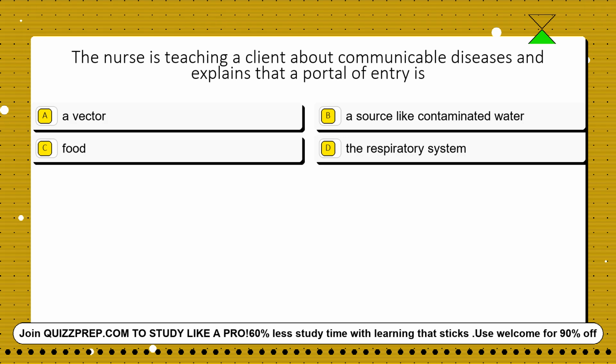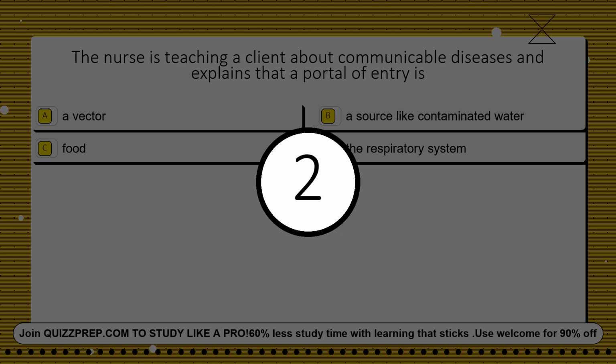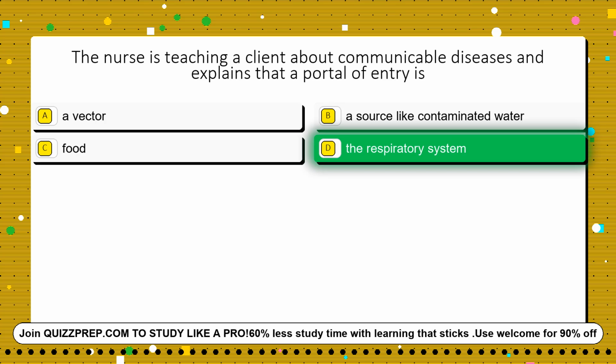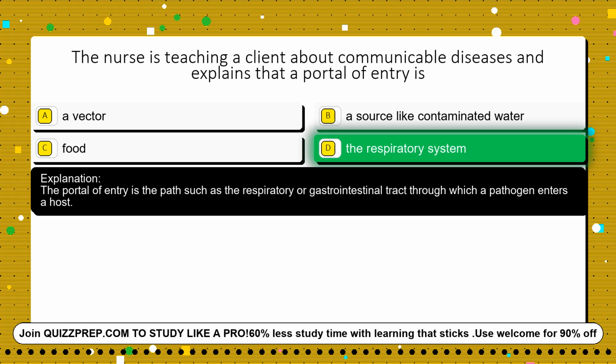Question 121. The nurse is teaching a client about communicable diseases and explains that a portal of entry is: Option A, a vector. Option B, a source like contaminated water. Option C, a food. Option D, the respiratory system. The correct answer is option D, the respiratory system. The portal of entry is the path such as the respiratory or gastrointestinal tract through which a pathogen enters a host.